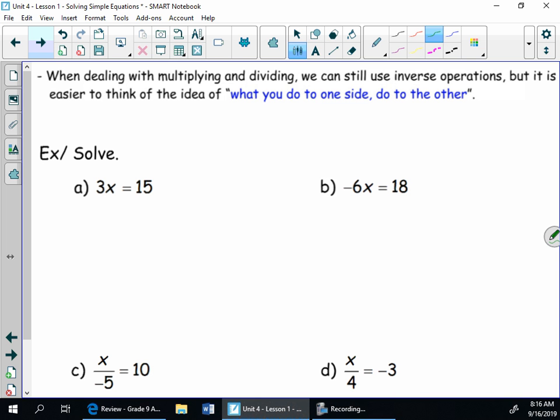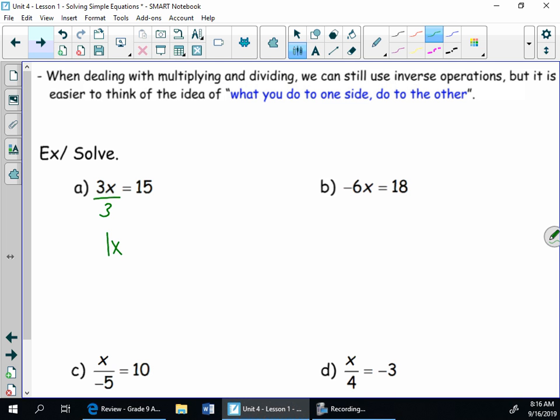So we could do these by inverse operations. It would totally make sense. If I multiply on one side, I divide on the other, or divide on one side and multiply on the other. But in this case, sometimes it's easier to think of whatever I do to one side, I do to the other. For instance, if I want to get x by itself in the first case, I can divide 3x by 3 and I get 1x. Right? That's what 3 divided by 3 is, 1.